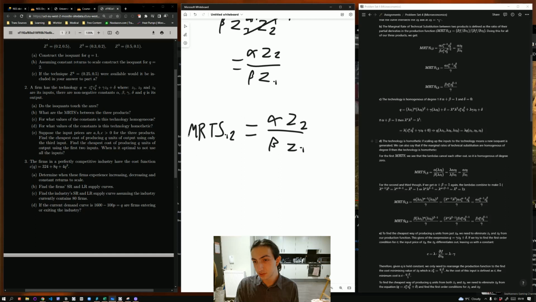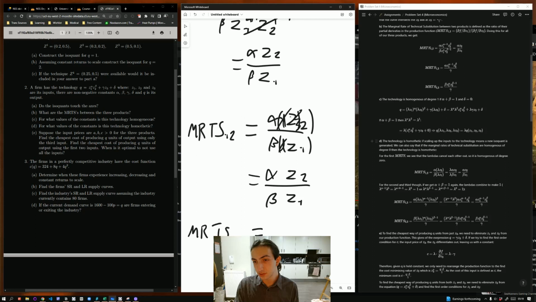If we add in the lambda here, then we can just cancel them out, because there are lambdas on both sides. That means, necessarily, that the homogeneity degree is 0. It's the same thing for all the other MRTSs.